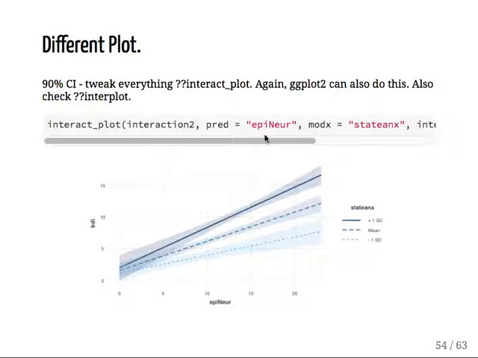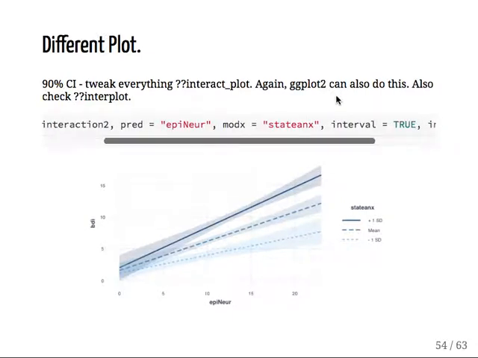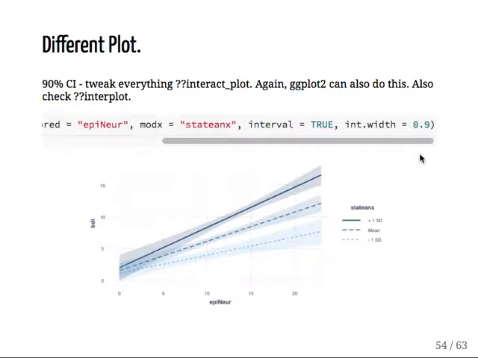We can say which one is the predictor, which one is the moderator. We can say that we want a confidence interval, and then we can say we want a 90% confidence interval rather than a 95% confidence interval. And the key thing again is that depending on state anxiety being low or high, the slope changes as we move along neuroticism, or their neuroticism scores from the Eysenck Personality Inventory.